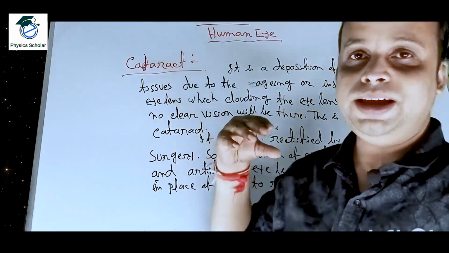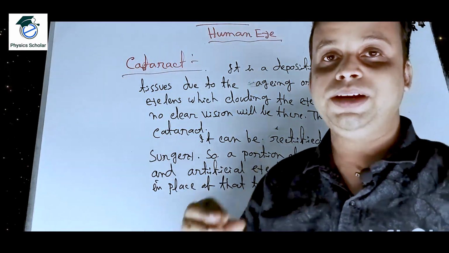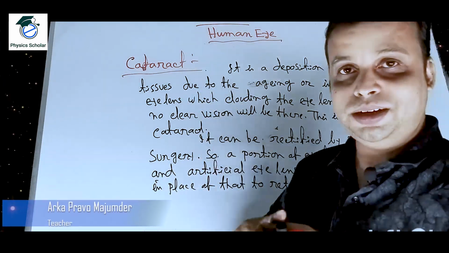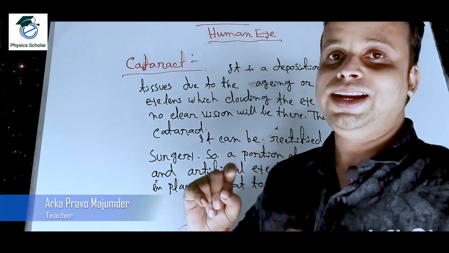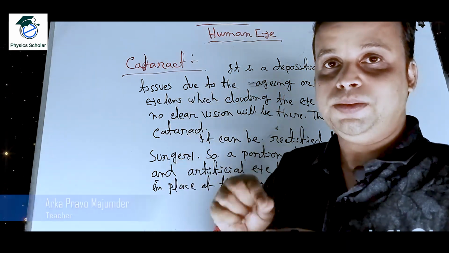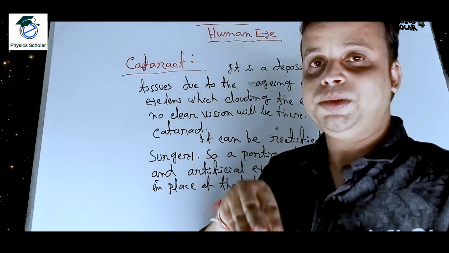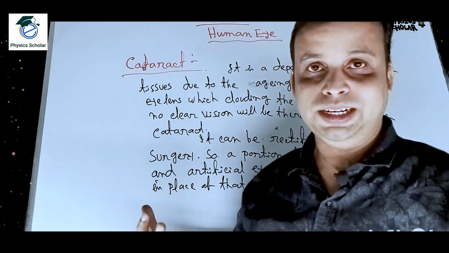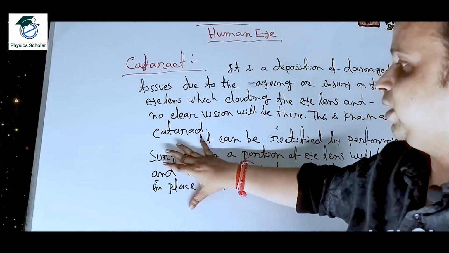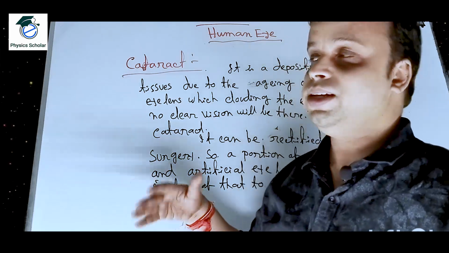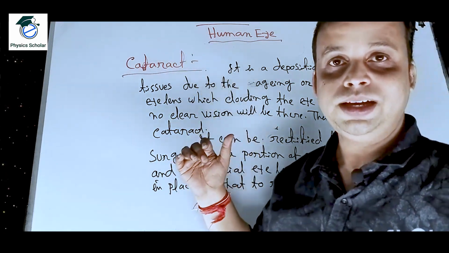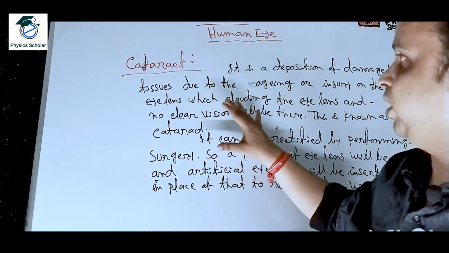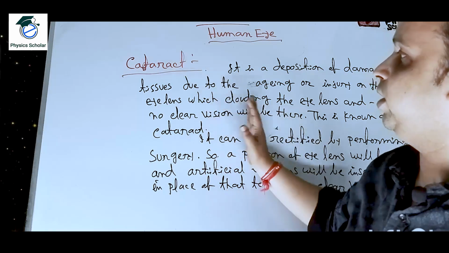Here we cannot rectify it by using any concave or convex lens. The only treatment is surgery. So the doctor will cut the deposited tissues and a portion of the lens. The doctor will cut, and instead of that particular portion which is cut, an artificial lens will be fixed, so that we can regain our vision. This is what cataract is, and this is the only treatment, surgery. It is a very common type of disease, especially for older people. So this is how cataract is formed, and this is how we can get rid of it.